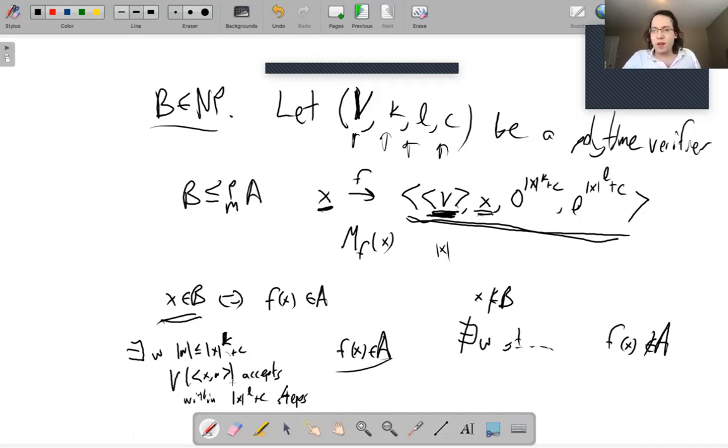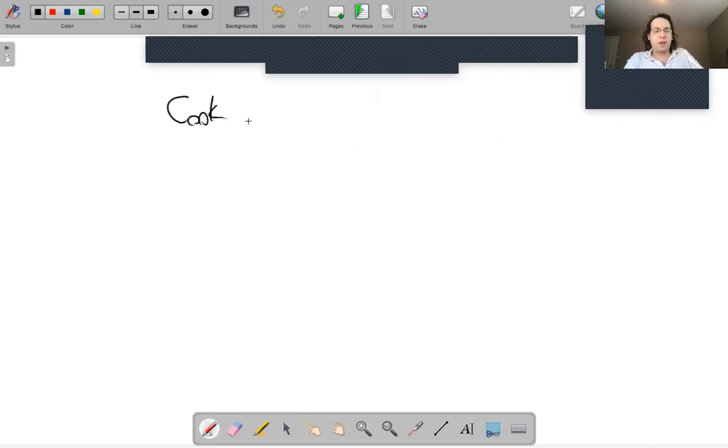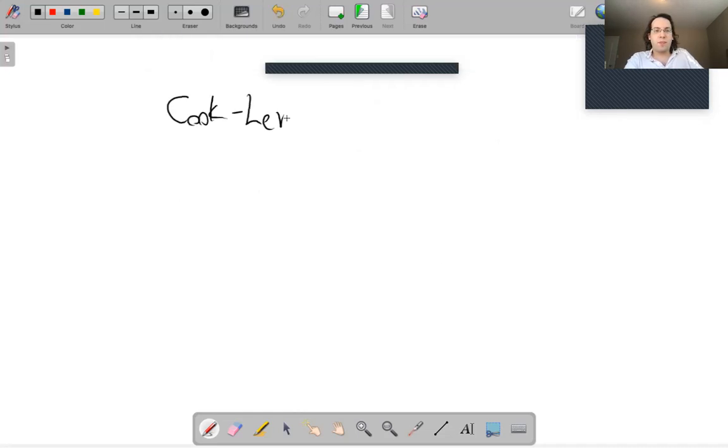So this language A is both in NP and is NP hard, because every other language in NP immediately reduces to it. From the verifier definition of NP, we've almost already shown that this one language is NP hard. And we just saw it is in NP, so it's therefore NP complete. So there exists at least one NP complete language. Okay, so finally, there is this thing called the Cook-Levin theorem.